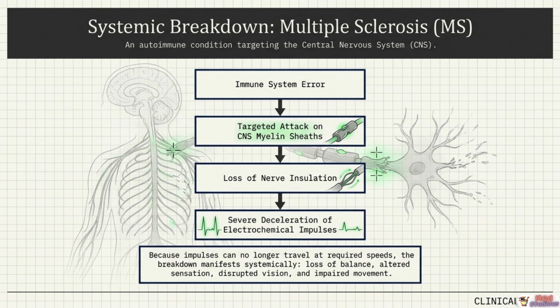As the thick lipid insulation is stripped away, the affected axons suffer a severe deceleration of their electrochemical impulses, and in severe cases, the nerve signals are blocked entirely. Because these impulses can no longer travel at the required speeds to coordinate bodily functions, this microscopic breakdown manifests as profound systemic symptoms. Patients experience a loss of physical balance, altered tactile sensation, disrupted vision, and increasingly impaired motor movement.